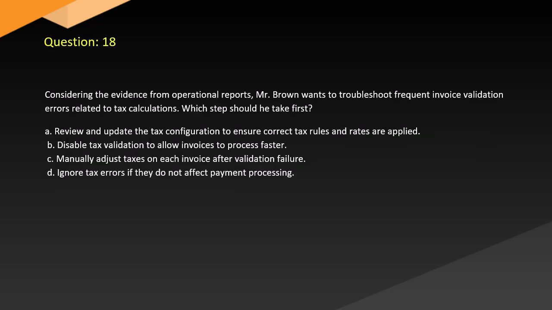Question 18. Considering the evidence from operational reports, Mr. Brown wants to troubleshoot frequent invoice validation errors related to tax calculations. Which steps should he take first? A. Review and update the tax configuration to ensure correct tax rules and rates are applied. B. Disable tax validation to allow invoices to process faster. C. Manually adjust taxes on each invoice after validation failure. D. Ignore tax errors if they do not affect payment processing.